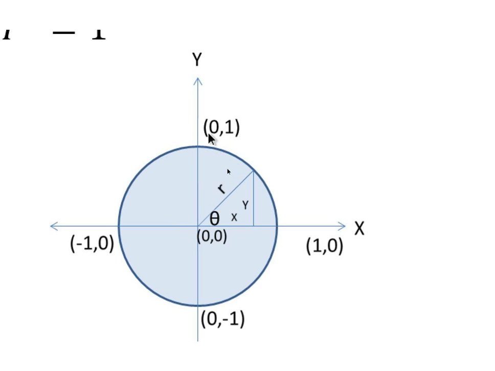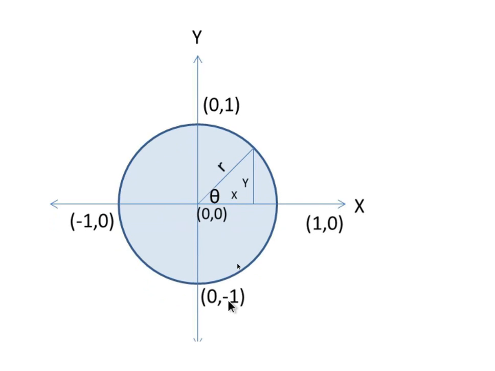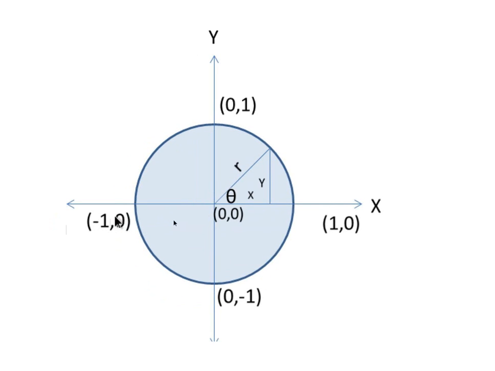Thus we get for the 90 degree angle, theta equals 90 is nothing but the y-axis. So the corresponding coordinate is 0 comma 1. So the x coordinate is nothing but the cos ratio and the y coordinate is nothing but the sine ratio. So cos of 90 is 0 and sine of 90 is equal to 1.